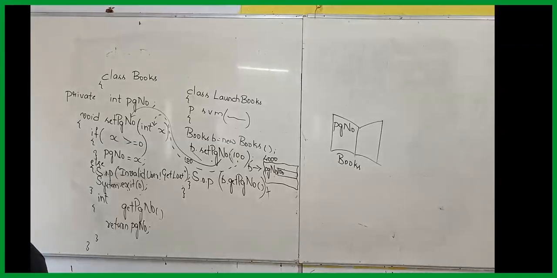Now, in a similar way, whatever I have done here, can you guys think of how we can do the same for the Dog class? In the Dog class, what will be there? Name, color, and cause.